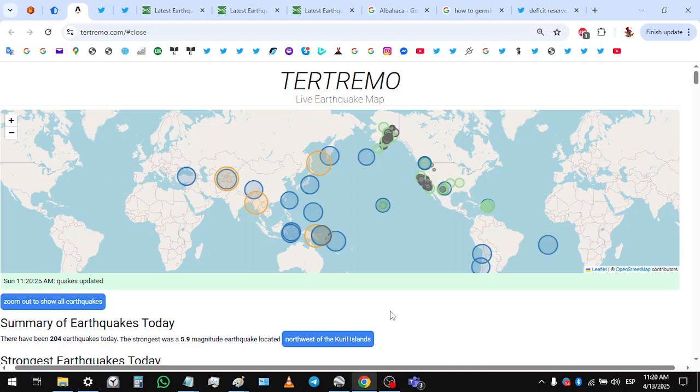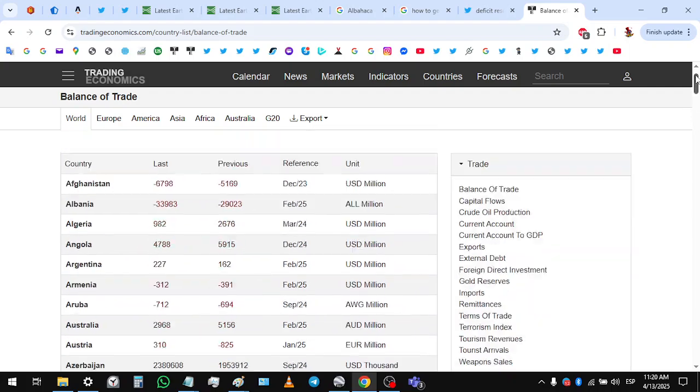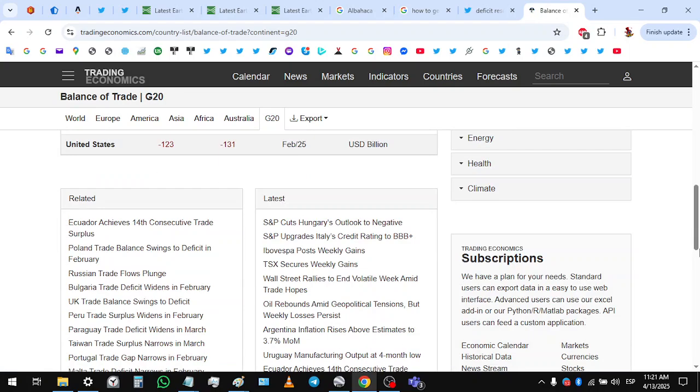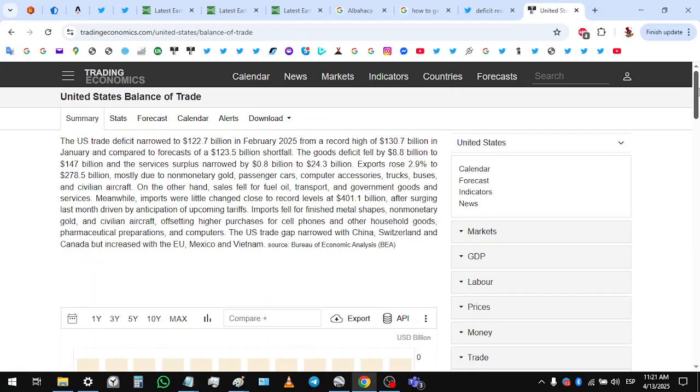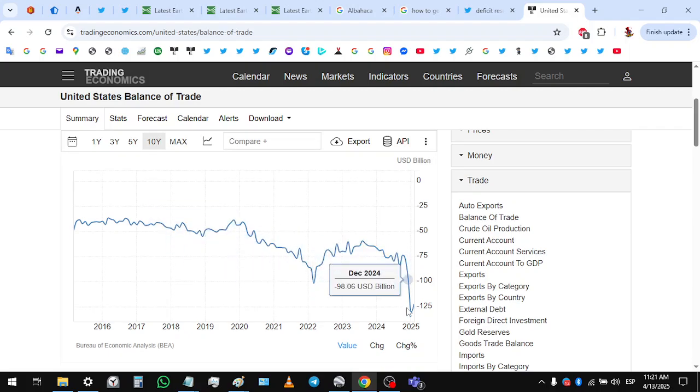Although there is a delayed effect because there was a rush of advance moves of importers in the US bringing goods into the US. So this temporarily caused a massive spike. You can just envision the way the whole system works. You can actually go to the balance of trade, go to G20 and then go down to the US, and go to 10 years, and you'll see there's a temporary massive explosion of the trade deficit as all these importers imported way more.